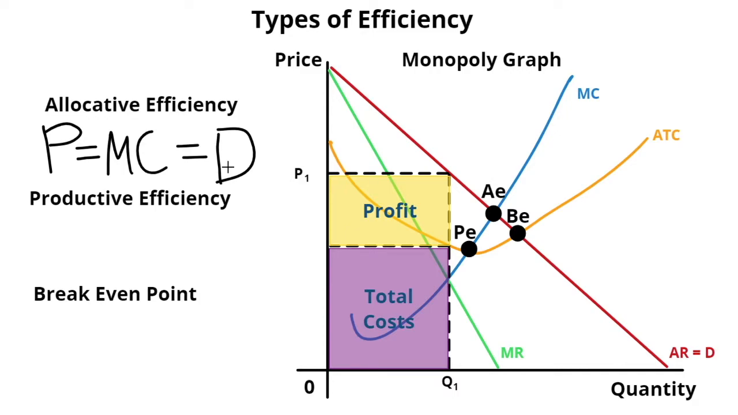If a government sets a price ceiling for a monopoly to try and attain allocative efficiency, this would be known as a socially optimal price.